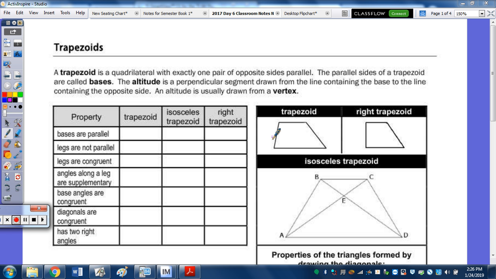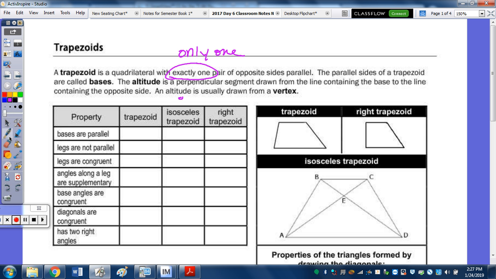All right, so we're going to finish the quadrilateral unit with trapezoids. Trapezoids are not parallelograms, but they are quadrilaterals. So at the top of the page, it says that a trapezoid is a quadrilateral with exactly, or only, one pair of opposite sides parallel.